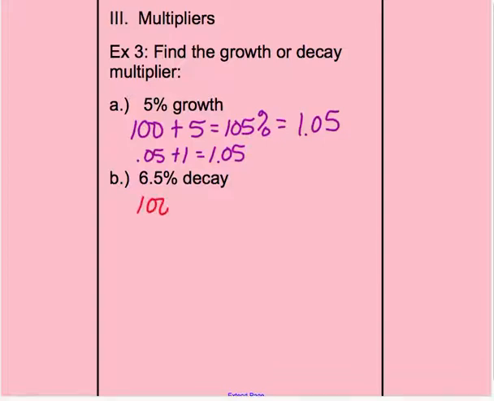You could think about it as 100 minus the 6.5%. That would mean that you are keeping 93.5% of the medicine in your system. But once you put that into the equation, again, convert it to a decimal.